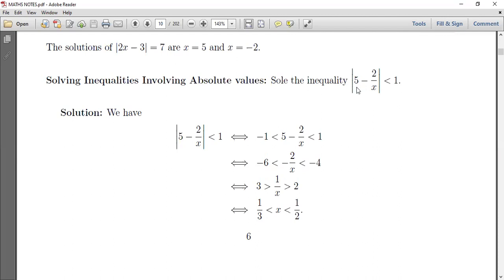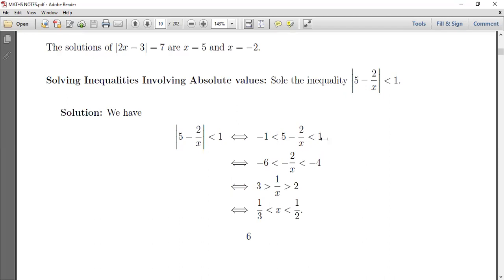If you've got modulus of 5 minus x over 2 being less than 1, it means you just take the minus of this one and the plus of this one, which means this expression is between those two values. To remove the modulus, you say from minus 1, the negative of this number, from minus 1 being less than 5 minus x over 2 being less than 1.